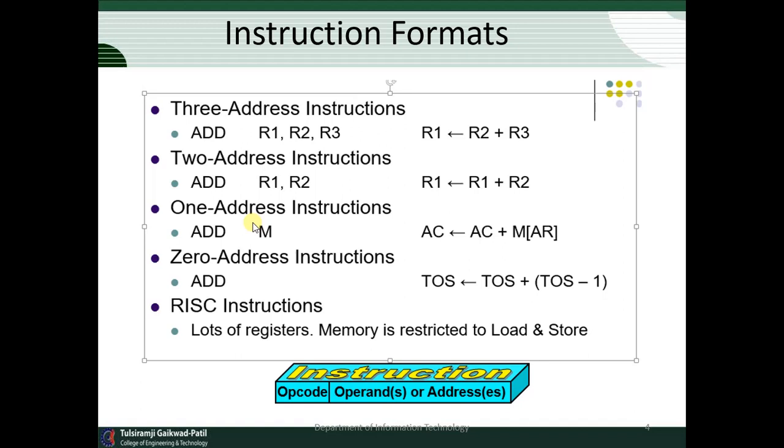What do zero address instructions indicate? Zero address instructions do not use any registers. It is just the add instruction, where we can observe the operation TOS plus TOS minus 1, and the result is again stored in the TOS. TOS indicates the top of the stack. So these are the different types of instructions we have. Any instruction is divided into two parts: the first part is called the opcode and the second part is called the operand or address.